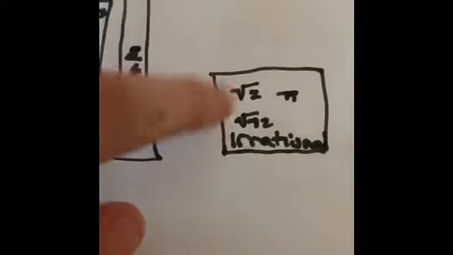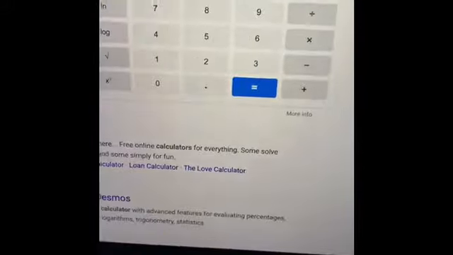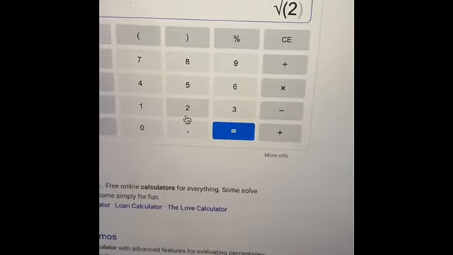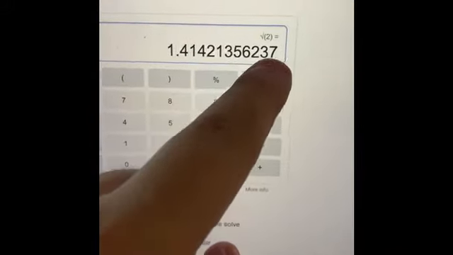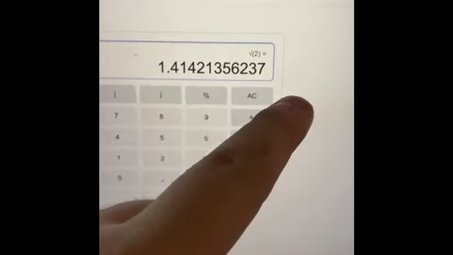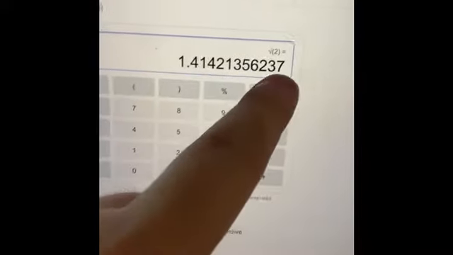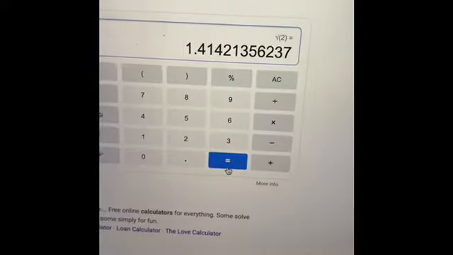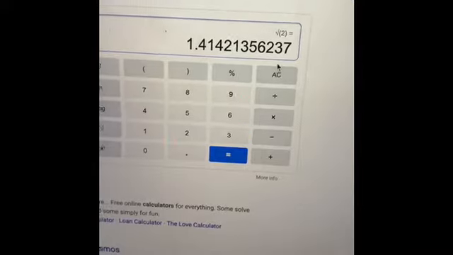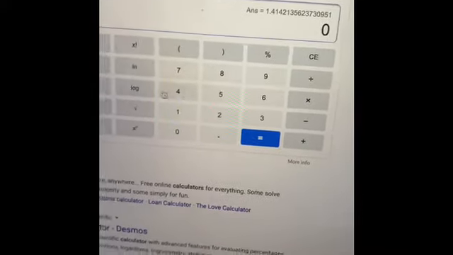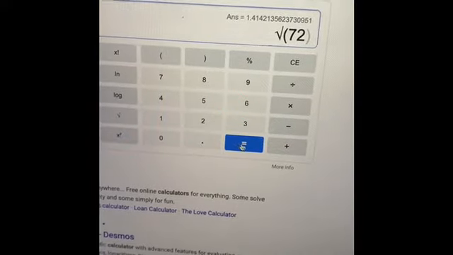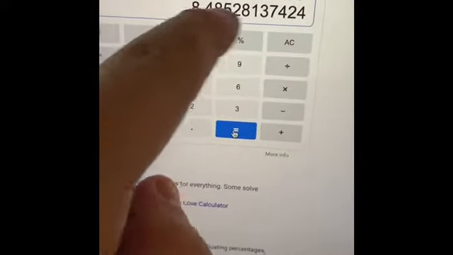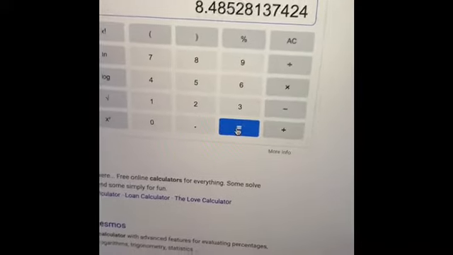And I'll show you why these numbers are irrational. So if I go to my computer and I say square root of 2, you'll see that the number will keep going forever, and you can't predict what the next number will be. It won't stop. The only reason it stopped here is because it ran out of room on the calculator. So now we're going to do the square root of 72, and we'll see the same thing. It's going to keep going, and we're not going to be able to tell what number would come next.